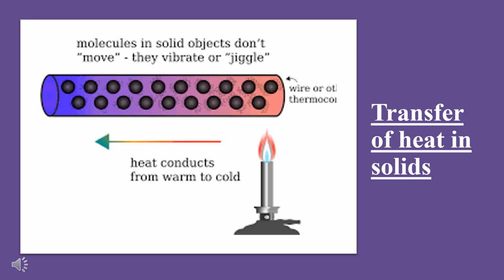Once they vibrate, they transfer their heat energy to the other particle, and then it goes on like passing the parcel, and that is how the entire rod gets heated up. So eventually the entire rod turns hot, or becomes warm. So in solids, this is how the transfer of heat takes place, by vibration, or jiggling of the particles in their place, and they transfer it to the adjacent particles.